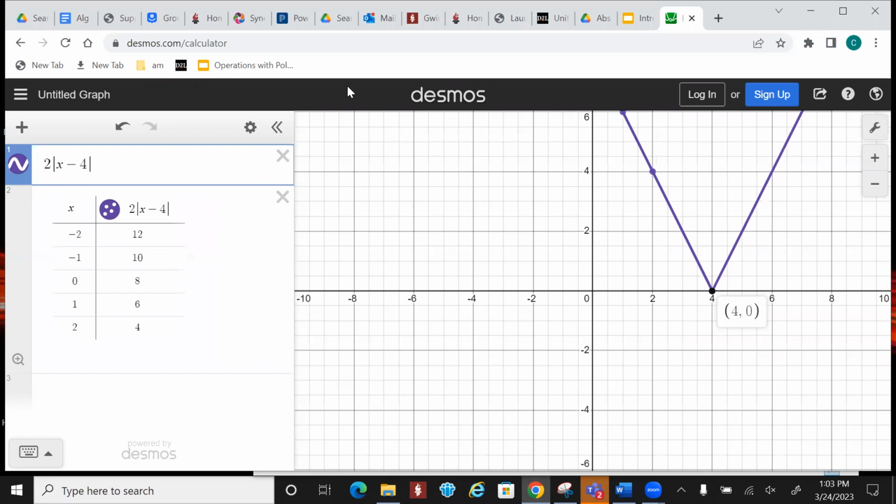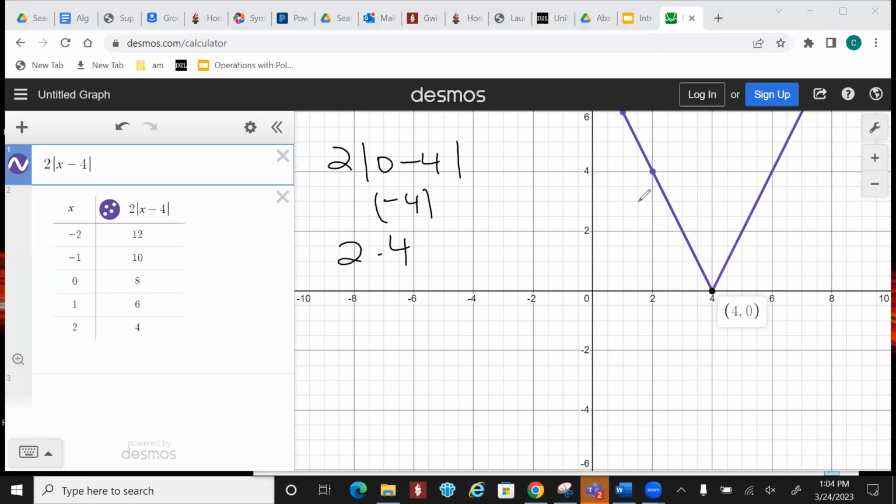Try again. Because if I plug in 0 into this equation, I'm going to get 2 times 0 minus 4. 0 minus 4 is negative 4. What's the absolute value of negative 4? And then 2 times 4. This for the y value. When x is 0, your y value is 8. Let me say it again. X is 0, y value is 8.